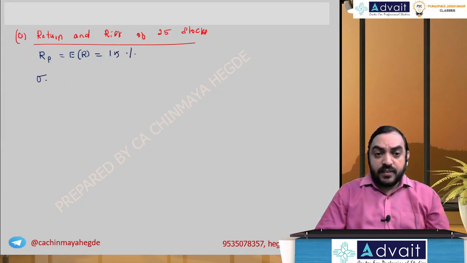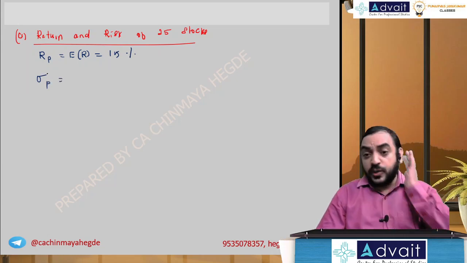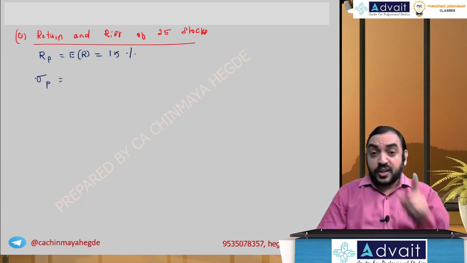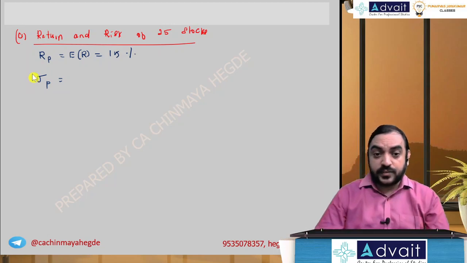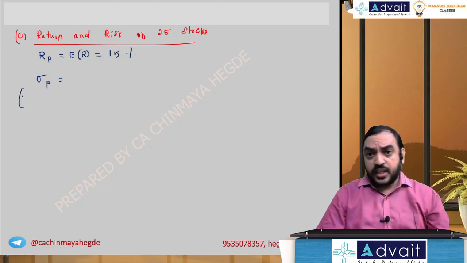But the standard deviation of the portfolio is not equally weighted. There is a formula for it. For 25 stocks, the A plus B whole square formula, with equal weights. If it is not equal weights, this formula does not work.